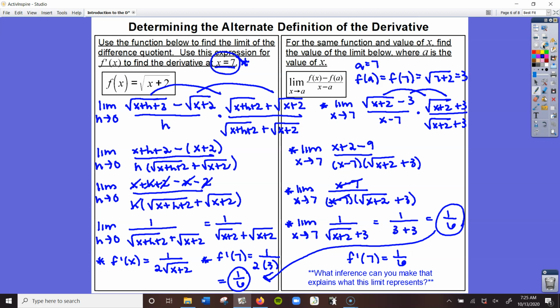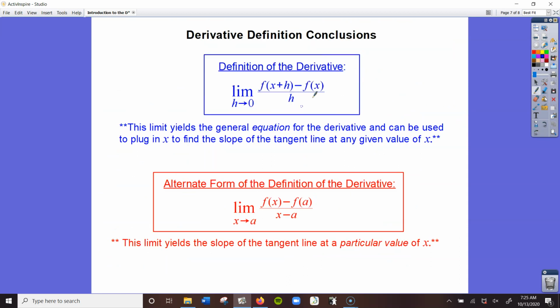So to kind of put this all together, the definition of the derivative is that limit of the difference quotient. This limit gives you the general equation for the derivative, and we can use it to plug in any x value to find the slope of the tangent line at that x. So it allows us to find the derivative at any point. Versus the limit that we just found, the alternate form of the definition of the derivative, gives us the slope of the tangent line at a particular x value, which is the x value that whatever a is equal to, whatever x is approaching.